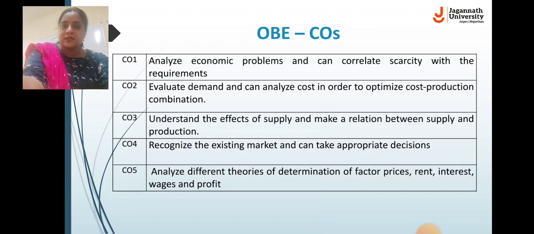So what is the demand for your product in the market, what are the costs involved in producing that product, and how the production and the cost can reach an optimum level. So the second unit is about this. The second outcome would be this. Now the third outcome of this course is that it helps the student understand the effects of supply and make a relationship between supply and production.